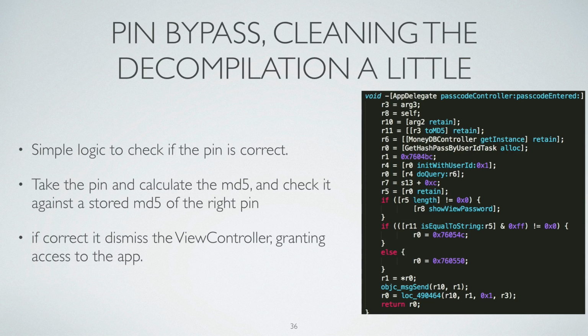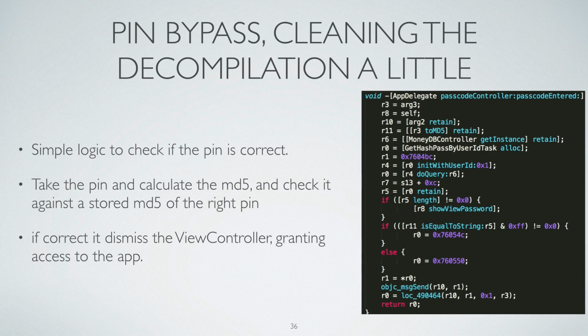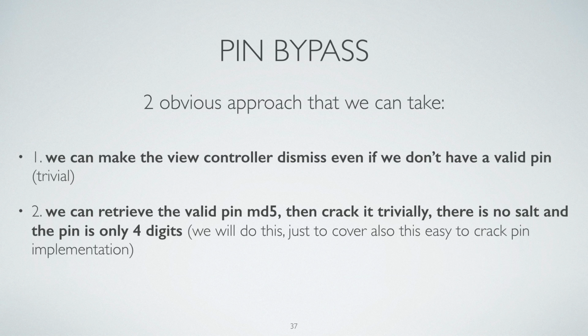So what they are doing, they are just grabbing the pin and they are just calculating the MD5 of it, and they are comparing it with MD5 that they are stored somewhere. And if this pin is correct, they are dismissing the view controller, granting you access to the application. So how can we attack this mechanism? Well, we have two obvious ways.